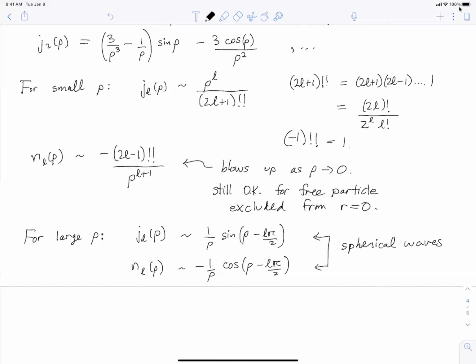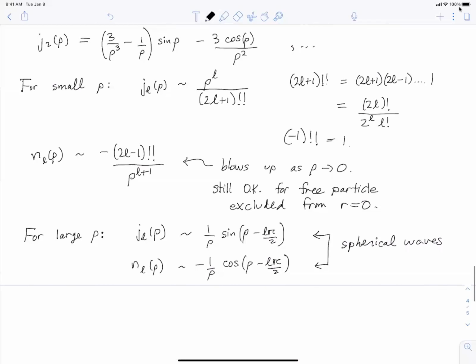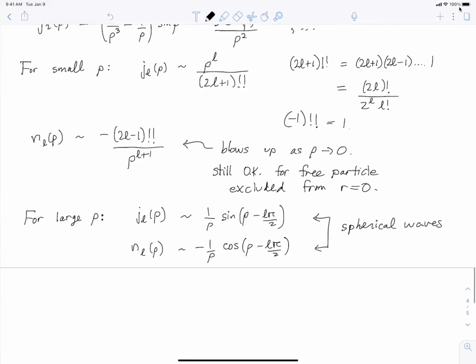Okay, the 1 over r or the 1 over rho is just a thing that's there to basically conserve probability. If you have a spherical wave and you're getting far from the origin, the wave has to get smaller. Otherwise, you have more probability to find the particle far from the origin, which would be weird. And so it's sort of built in. These functions know that they have to get small at large distances.